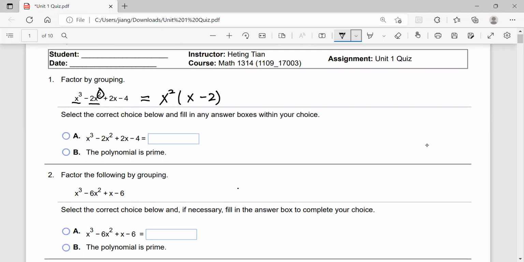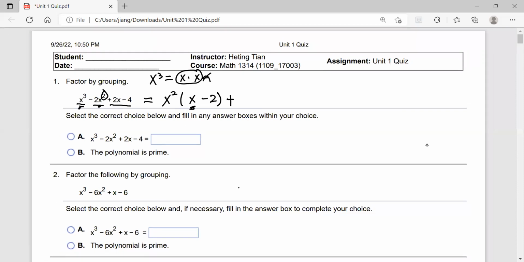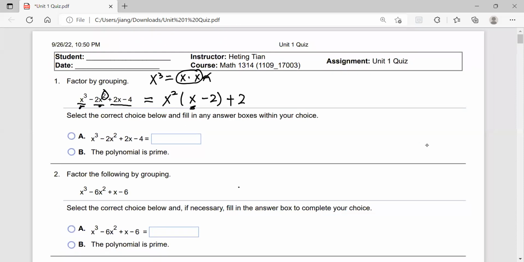Why can I get the x here? Because I know that x cubed equals x squared times another x. If I factor out the x squared, I have x left. And then I factor out the x squared from the second term, I have 2 left. And then plus, factor out the GCF from 2 and negative 4, that is 2. So I got x minus 2.